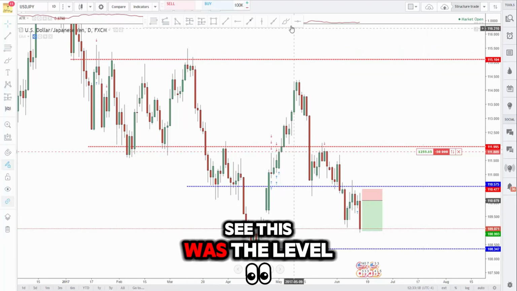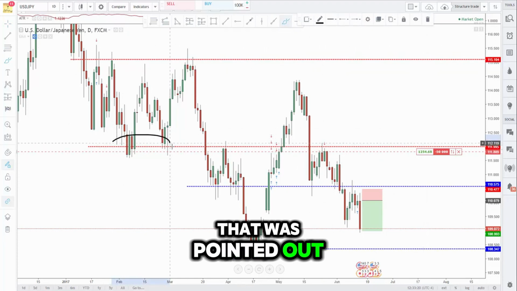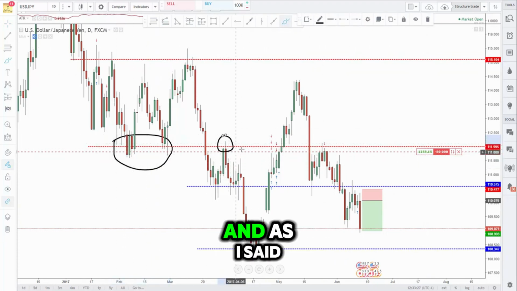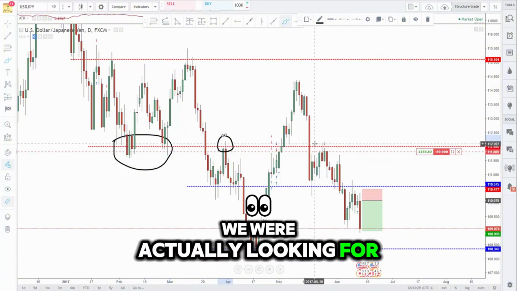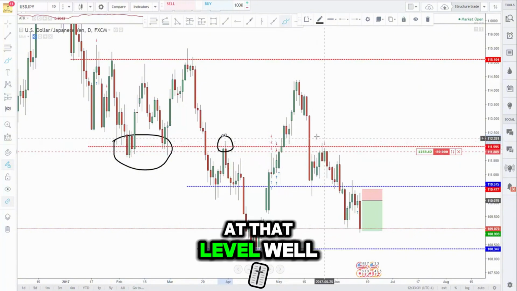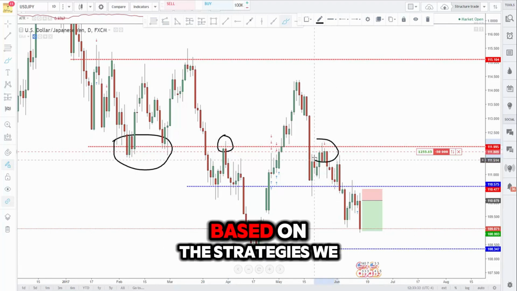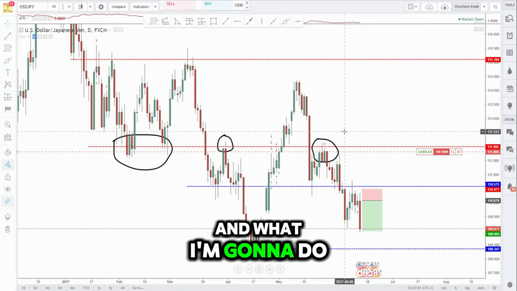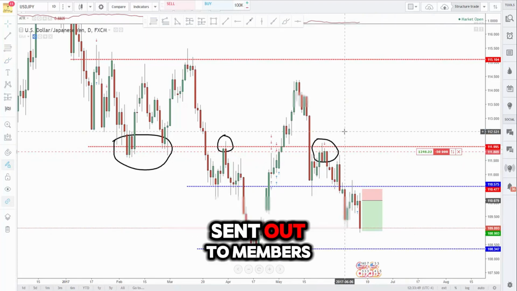But as you can see, this was the level of structure that was pointed out as a good level of resistance in order to look for trading opportunities at. And as I said at the end of the video, we were looking for trading opportunities at that level. Well, we ended up getting a trading opportunity based on the strategies we use in the EAP training program. And what I'm going to do now is take you to the email that I sent out to members right before we entered this trade.